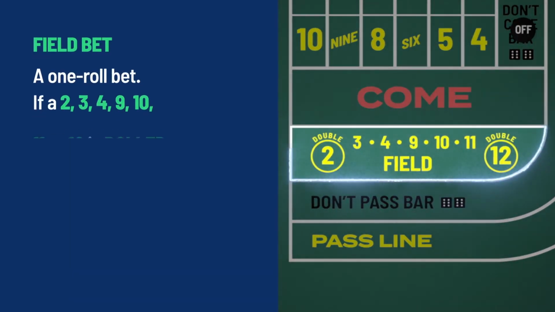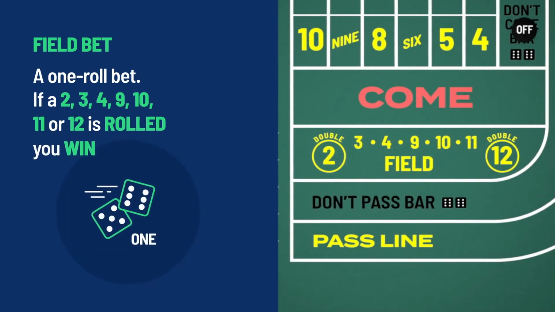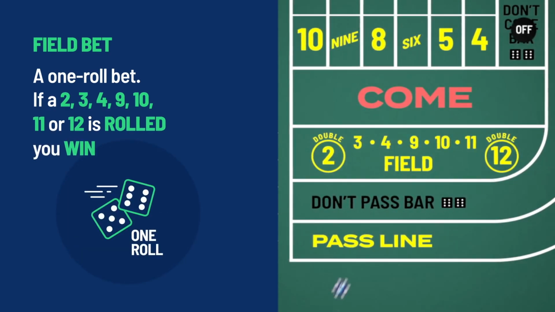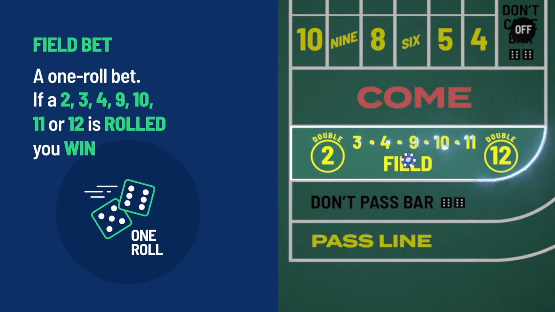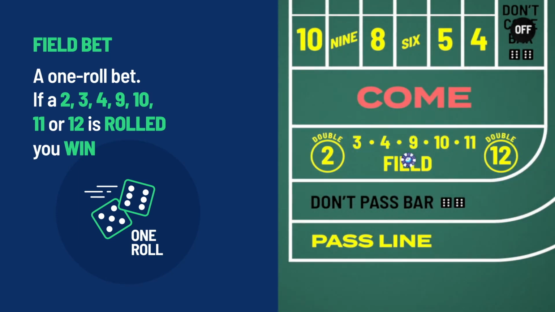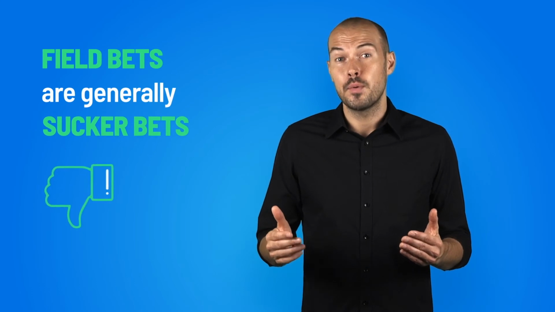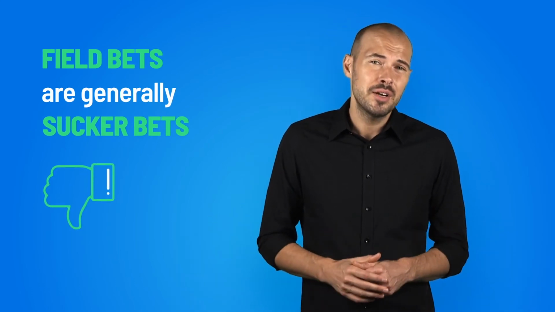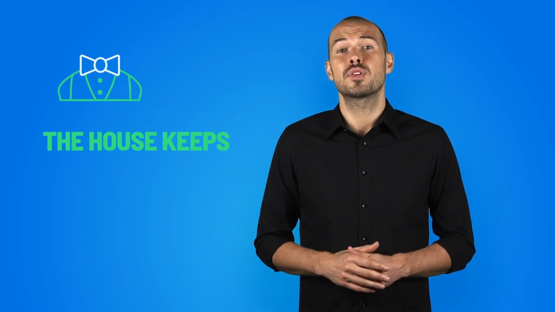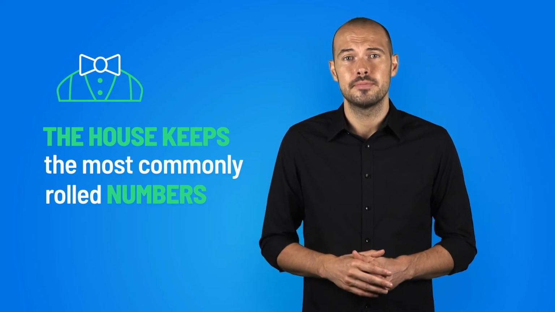And then there's the field bet. This is a 1 roll bet, and if a 2, 3, 4, 9, 10, 11, or 12 is rolled, you win. The 3, 4, 9, 10, and 11 each pay even money, while the 2 and the 12 pay 2 to 1. Here's a tip though. While it appears like a good bet with a ton of numbers available, it generally isn't, since the house keeps the most commonly rolled numbers for itself.